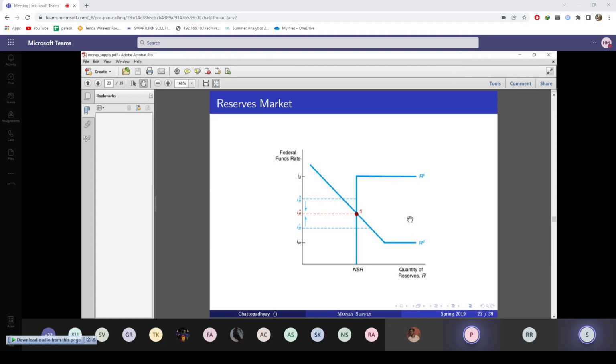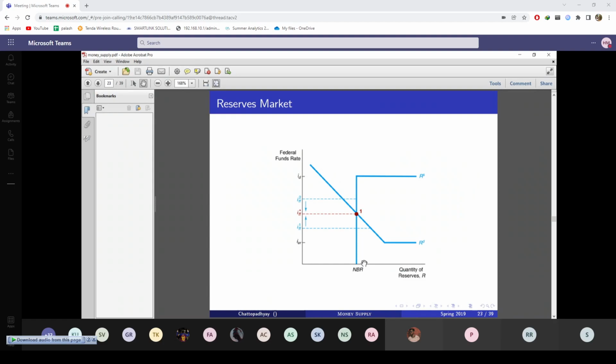So that's market clearing. The intersection point gives you the market clearing interest rate, denoted by IFF star over here, and the market clearing reserves over here. You see the market clearing interest rate in this diagram is well below ID. So whatever reserves the commercial bank or the entire banking system has in this diagram is all non-borrowed reserves coming from open market operation only. That is why it is denoted by NBR.